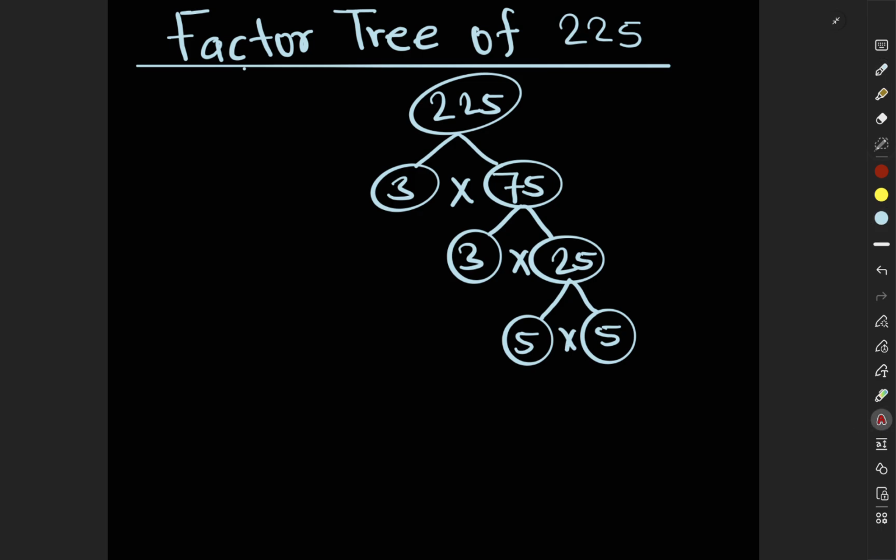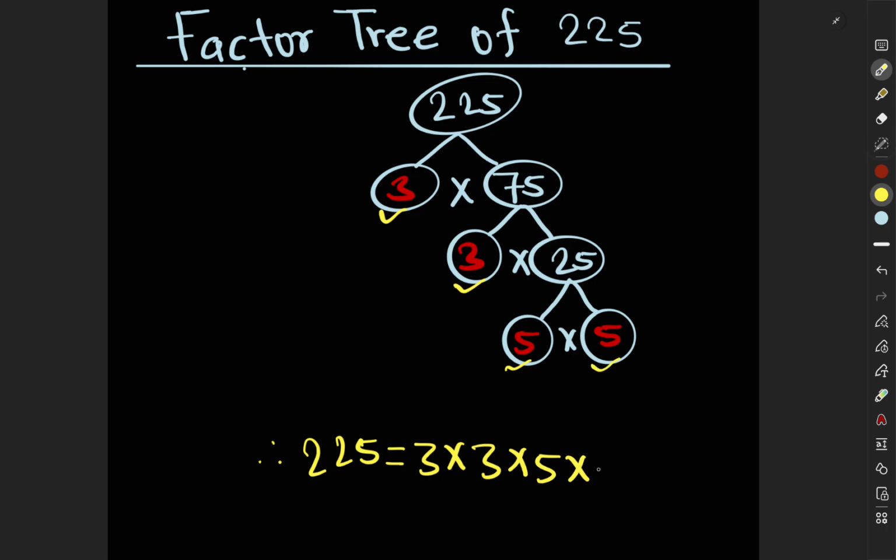So now we select the prime numbers among these numbers. So the prime numbers here are 3 and both 5s. So we can write 225 is equal to the product of all these prime numbers, that is 3, this 5, and at last this 5.